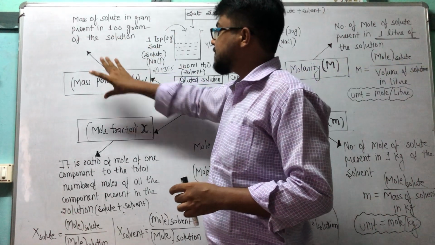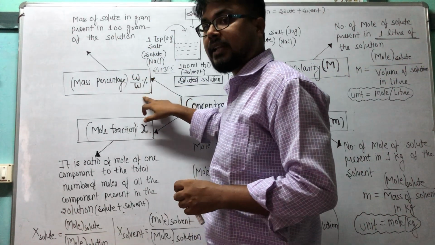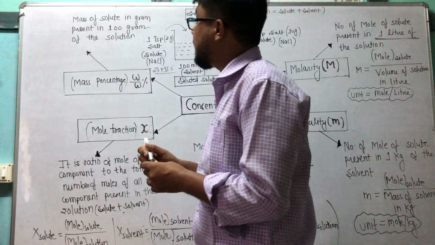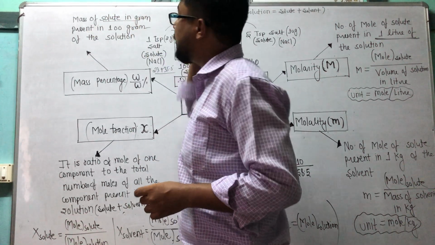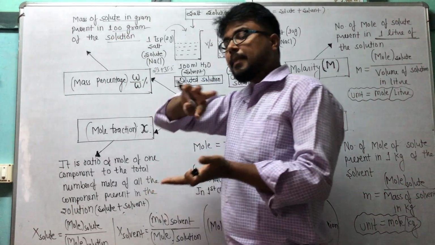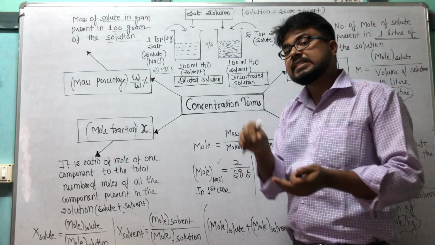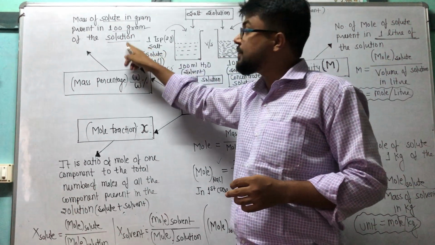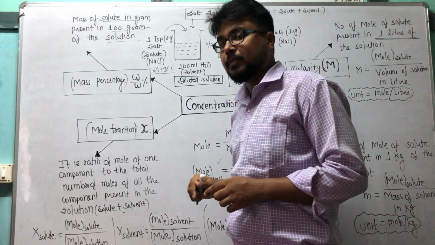Number 1 mass percentage, that is W by W percentage. How will we define it? Mass of solute in gram present in 100 gram of solution, means some amount of solute is present in a fixed amount of solution, correct? So it is W by W percentage.